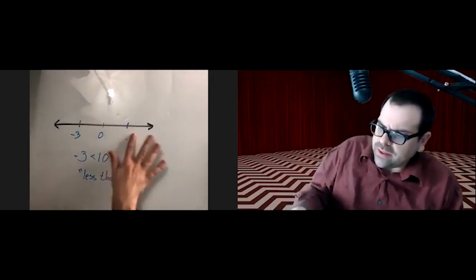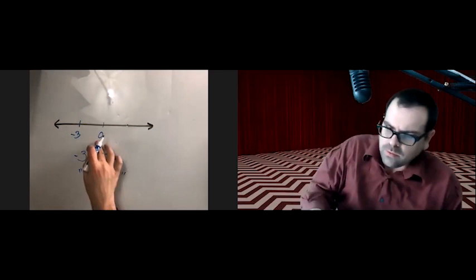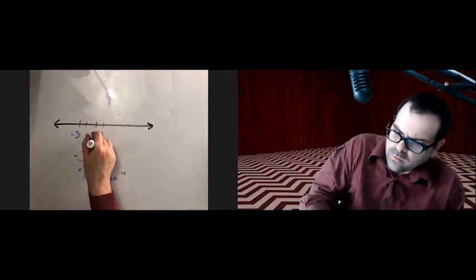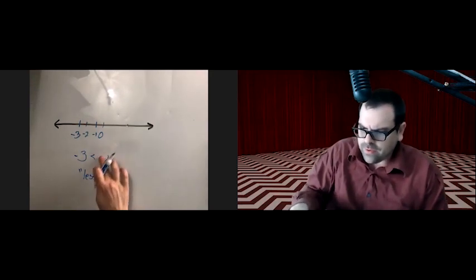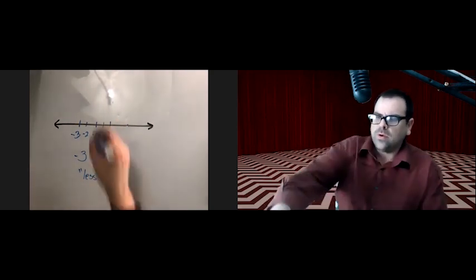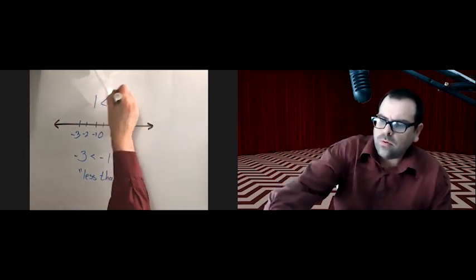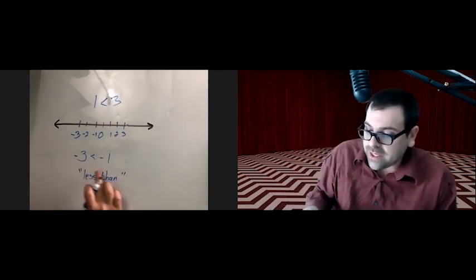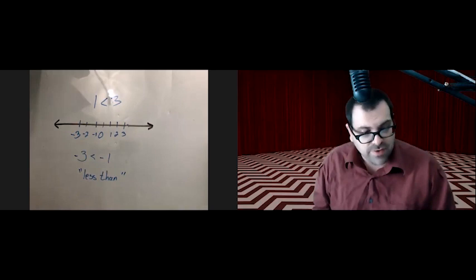If we were just dealing with the negative numbers, though, what's something that comes in between here? Well, 0, -1, and -2 come in between. 1 might be less than 3 because 1 is to the left of 3, but -3 is less than -1 because -3 is to the left of -1.